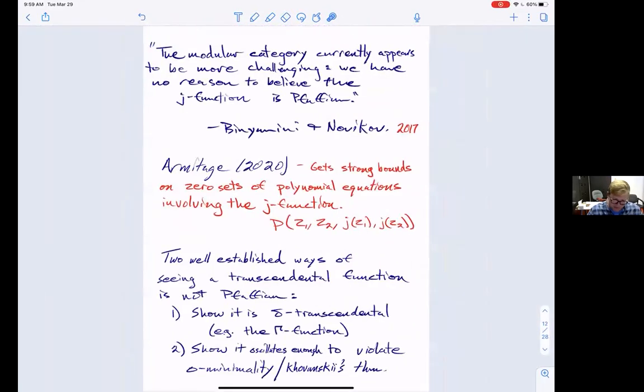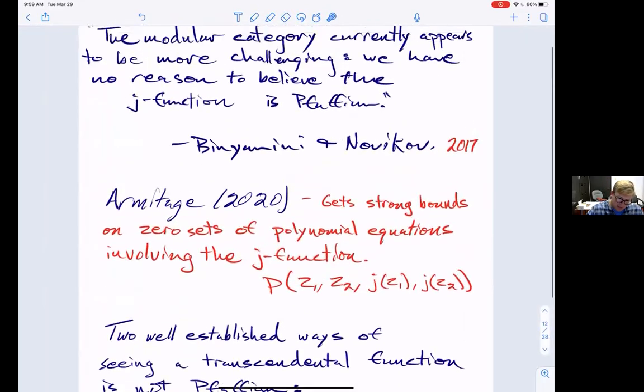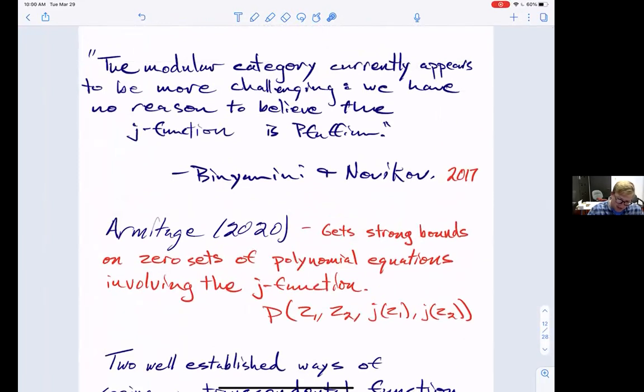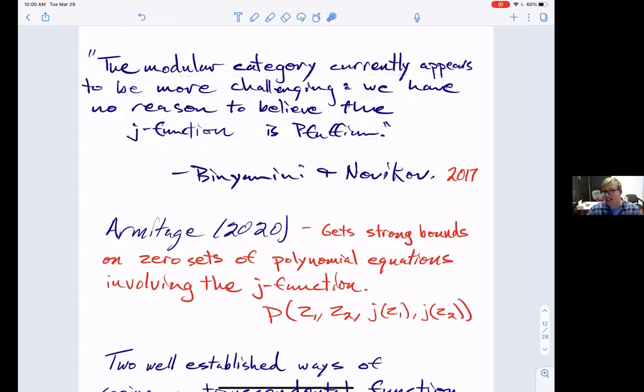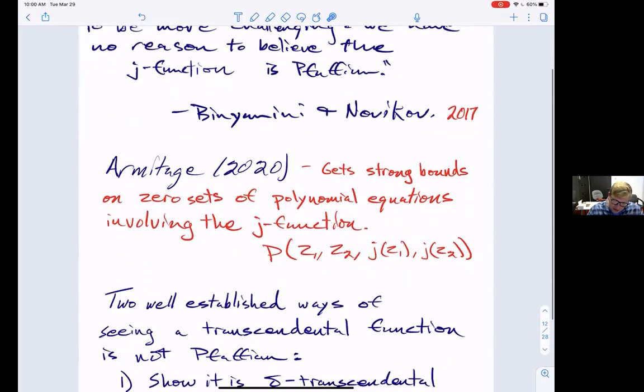Here's an example. Binyamini and Novikov say, well, the modular category currently appears to be more challenging. We have no reason to believe that the J function is Pfaffian. So they didn't know whether the J function was Pfaffian. Because of that, a student of Pila, John Armitage, went to a lot of trouble to develop alternate methods for bounding the zeros of polynomial functions of the J function.